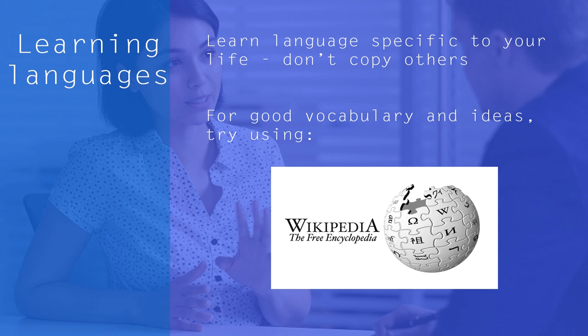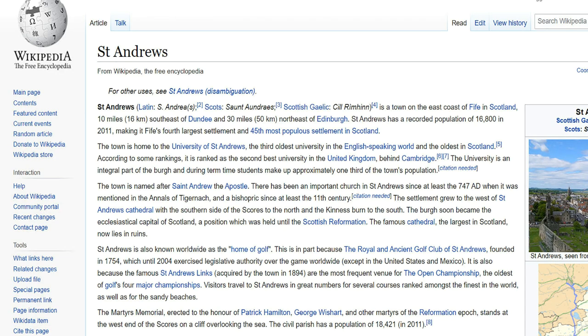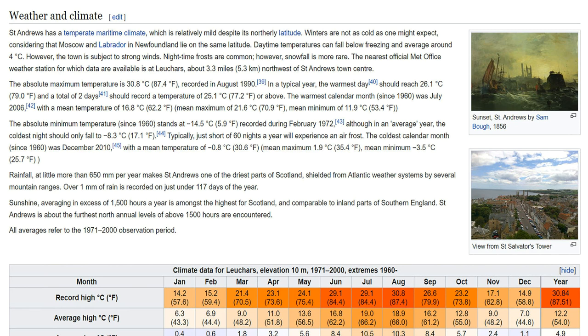Okay, this may sound strange, but take a look at the screenshot here. It's for my hometown of St Andrews in Scotland. Using Wikipedia in English is great for finding words and ideas, but it's especially useful because you can see how the words are actually used. If we look at the section on weather and climate, we can see some even more useful language.